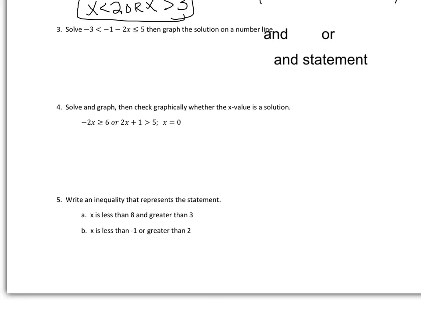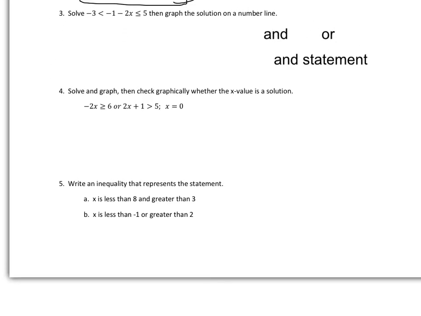All right, let's move this up and look at the next example. We're going to have to delete these words and get them out of our way. Do that real quick. All right, so in example 3, it says solve -3 is less than -1 minus 2x, which is less than or equal to 5.